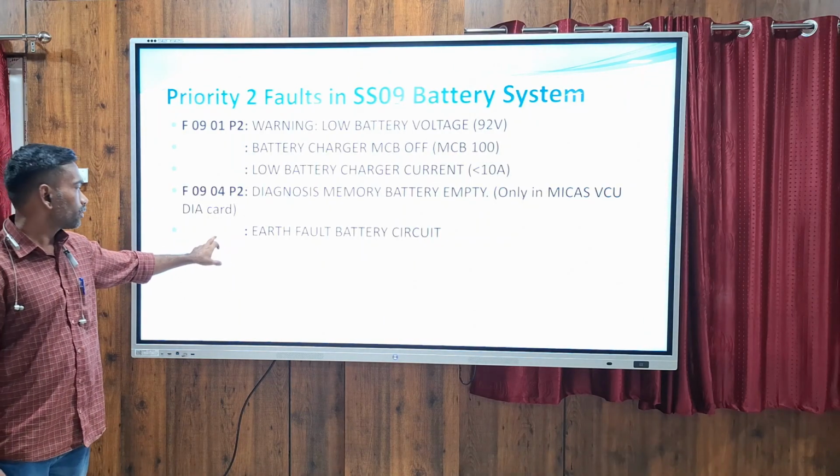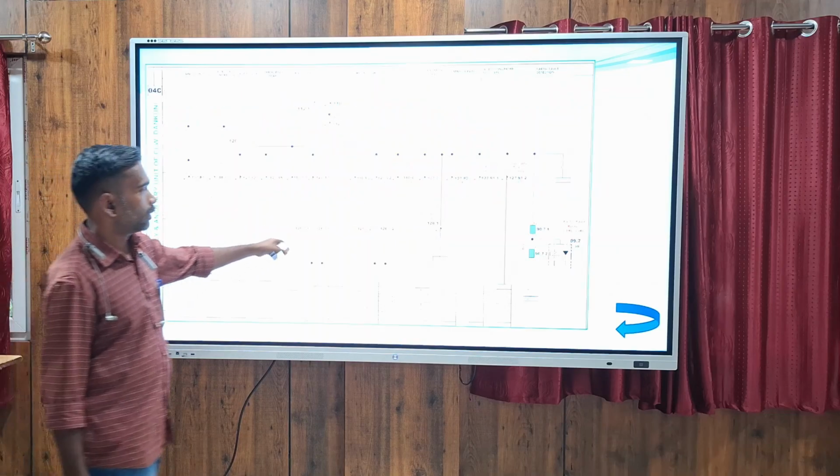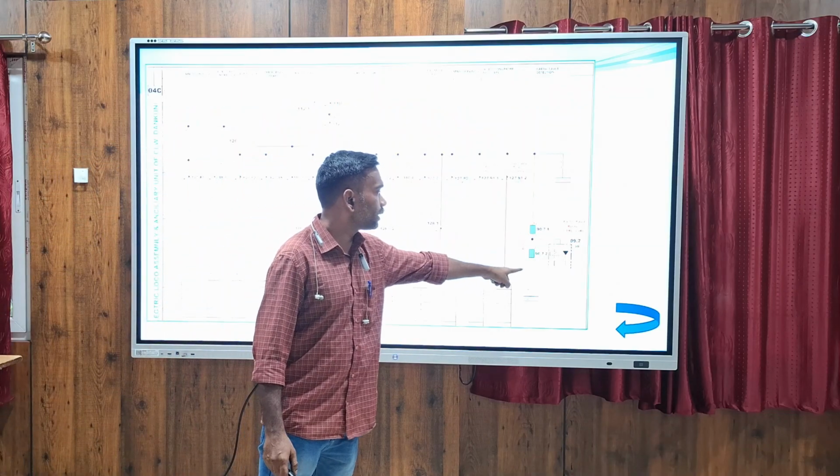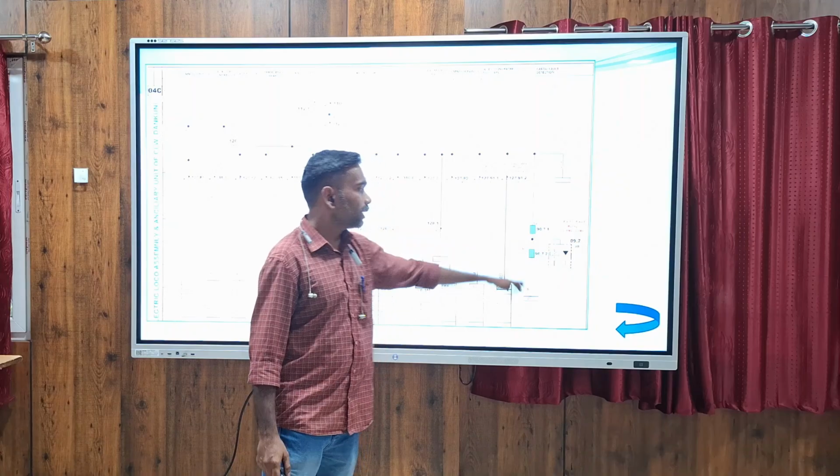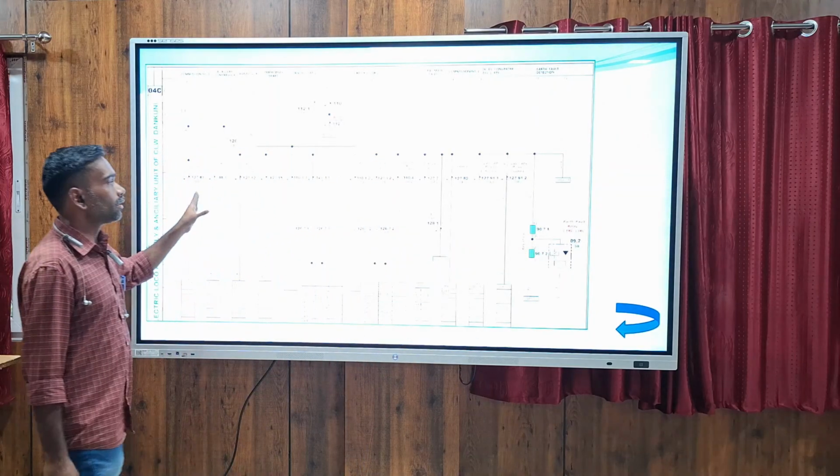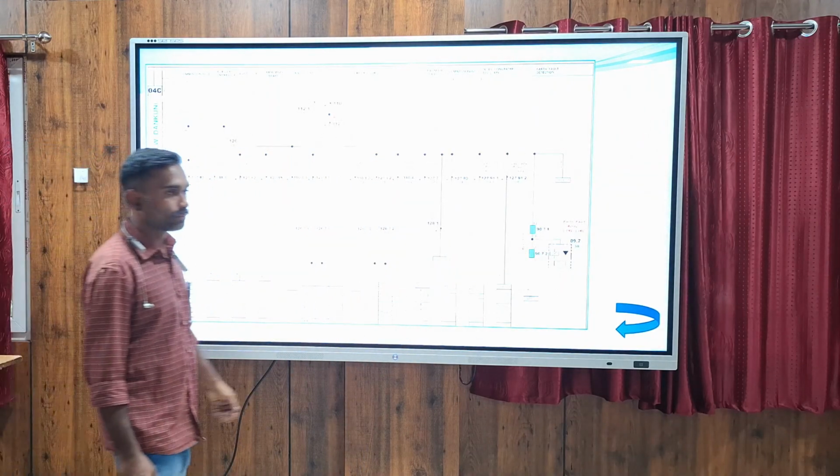Then earth fault in battery circuit. This is the battery circuit. Here one earth fault relay is there. Through this relay, it will sense the earth fault somewhere in the control circuit. Then this fault will come.